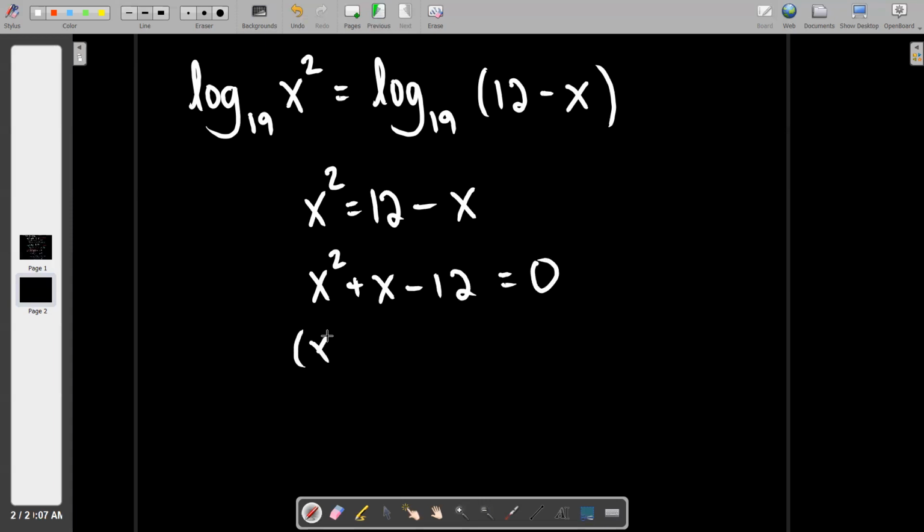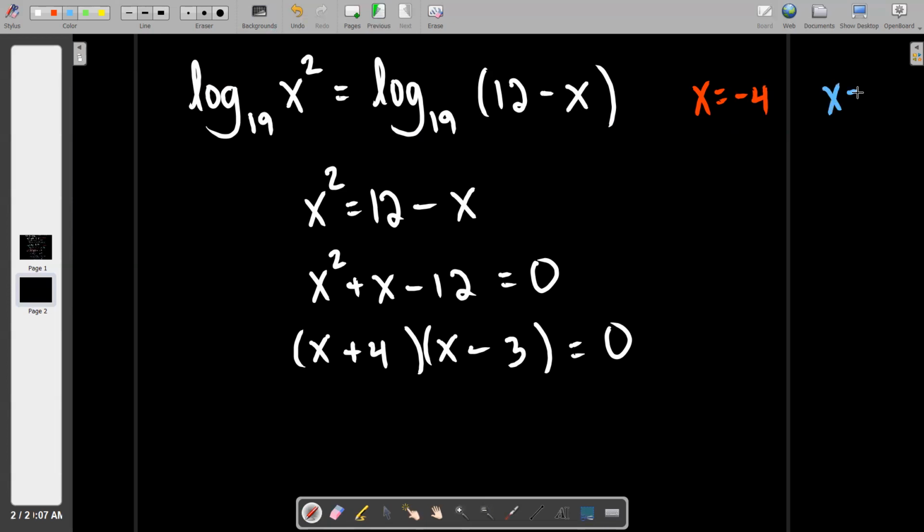And then we have to factor. And what would plus x minus 12 factor into? Plus 4 and minus 3. Absolutely. So our solutions, or so we claim at this point, I'll write them over here in different colors. We have x equals 4. And excuse me, we have x equals -4. My apologies. x equals -4. And then, of course, we have x equals 3.